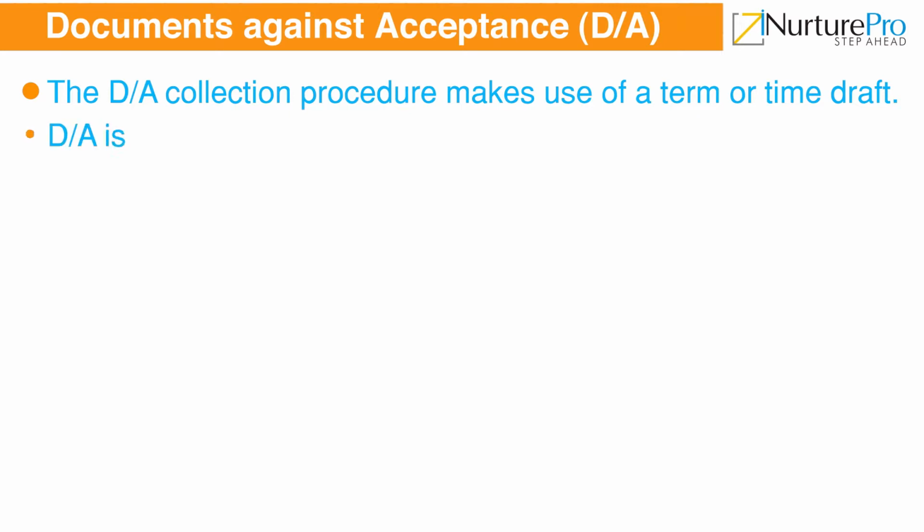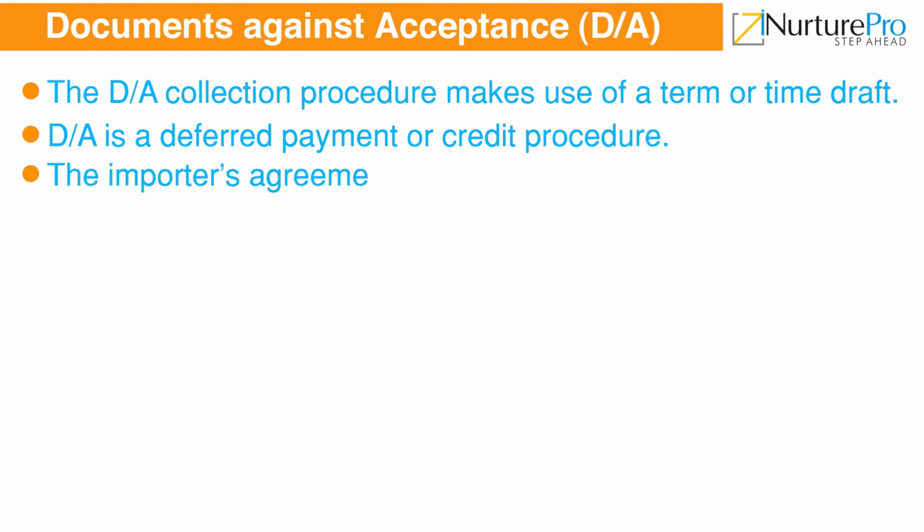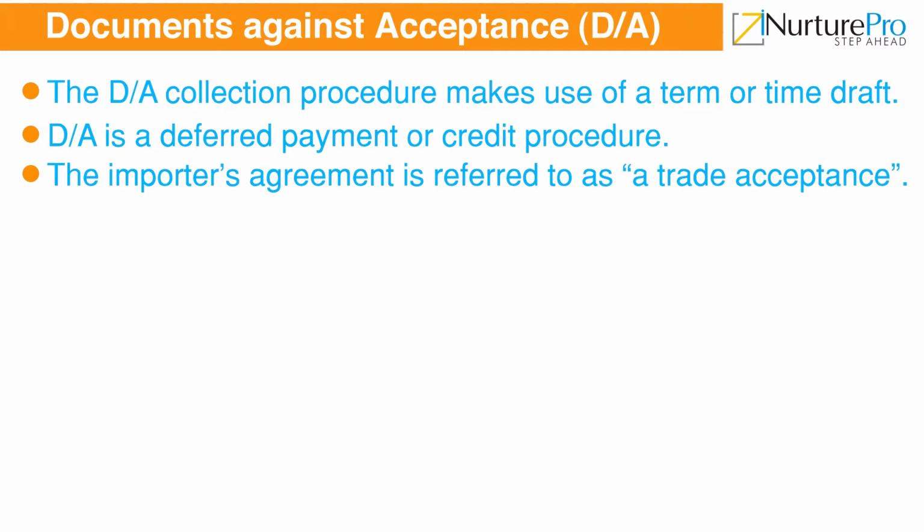Thus, DA is a deferred payment or credit procedure. The importer's agreement is referred to as a trade acceptance. DA terms are usually after sight, for example at 90 days sight, or for a specific future date, such as 150 days from billing of landing date.